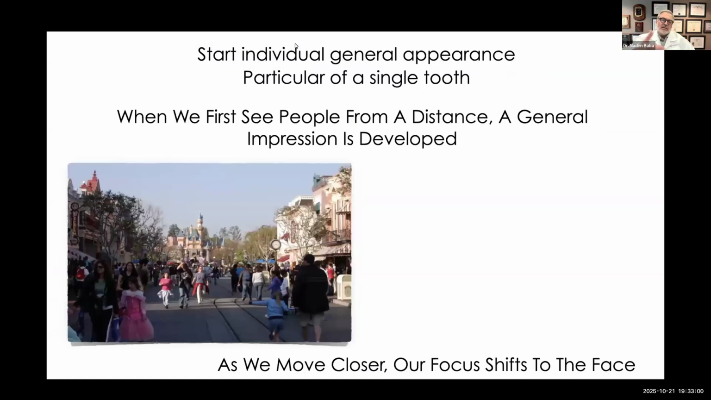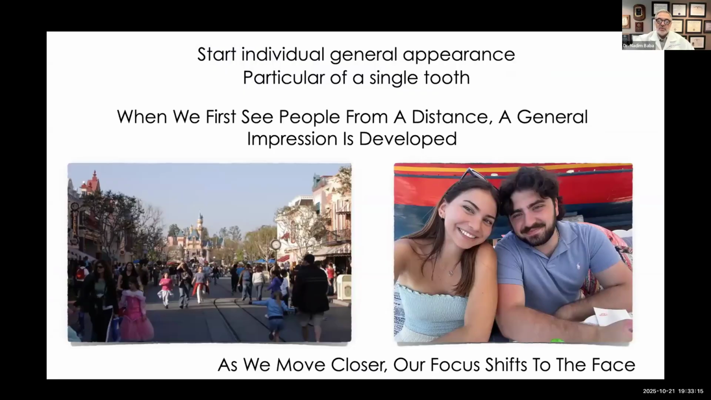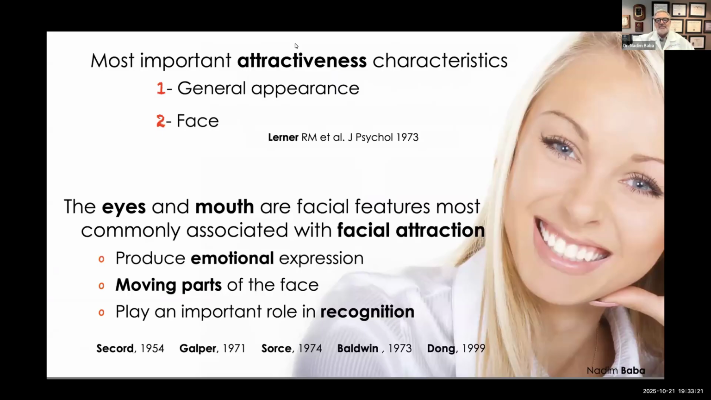Usually when we're walking in the street, we start with the individual's general appearance, and then we move to the particulars of a single tooth. So when we see people from a distance, a general impression is developed. And as we move closer, our focus shifts to the face and to the teeth. The most important attractiveness characteristic is the general appearance of a person and the face. The eyes and the mouth are the facial features most commonly associated with facial attraction. They produce emotional expression, they are the moving part of the face, and they play an important role in recognition.